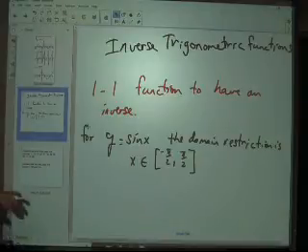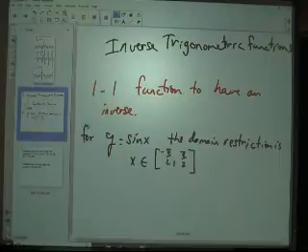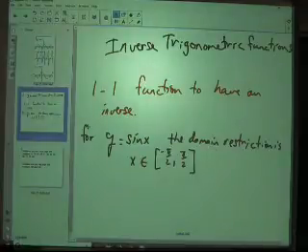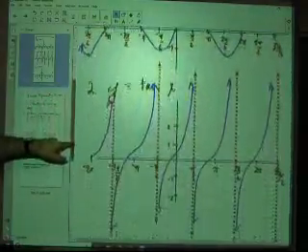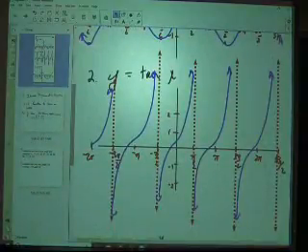All right, here we go. I think we're ready. So when we look at the tangent function, we've already discussed that it's currently not one-to-one.